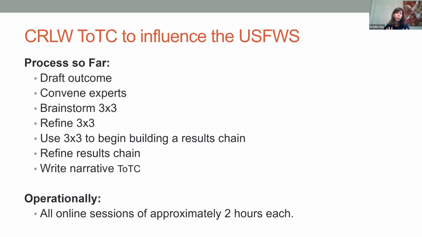And then where we are right now is we're just starting to shift from brainstorming in that 3x3 to putting it into a results chain, because one of the things that framework does not do is sequence things. So it's all there, but it doesn't really tell you what specifically influences what or what needs to come first. And so we're shifting to the results chain. I have a very rough draft I'll show you. We're going to refine that. And then the idea is when that's done, when we're happy with the results chain, that we would write up a narrative theory of change.